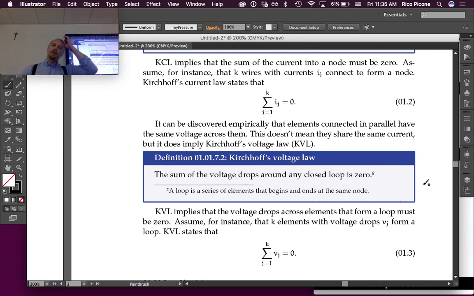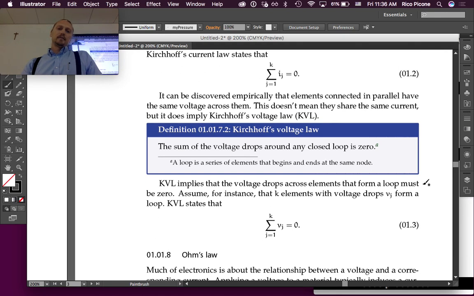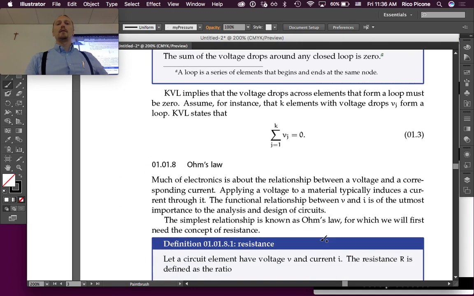A closed loop in a circuit is a series of elements that begins and ends at the same node. So if you go around for a while in a circuit and you come back to the same node, your path has been a loop. Okay? So KVL implies that the voltage drops across elements that form a loop must be 0. Assume, for instance, that K elements with voltage drops Vj form a loop. KVL states that if you sum them up, you get 0. Pretty straightforward stuff that we're all familiar with.